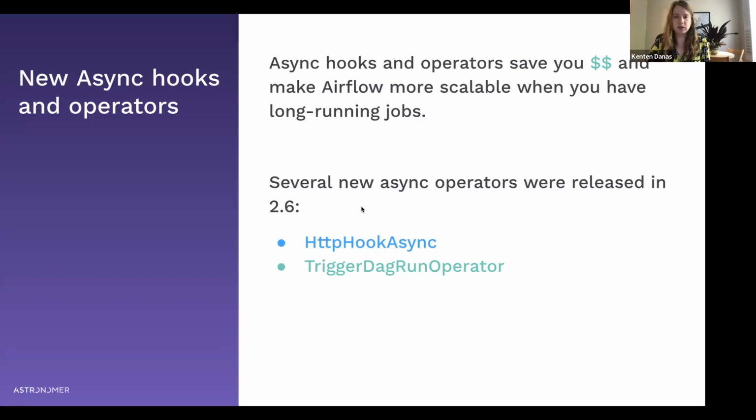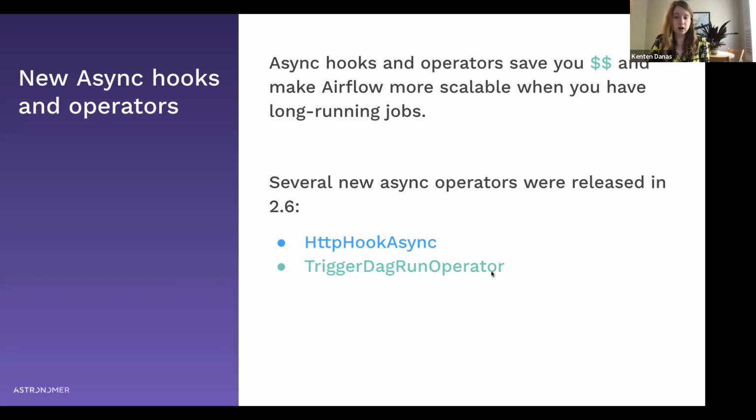Since that feature was released, there's been a pretty steady stream of new asynchronous hooks and operators added to expand that functionality into the project, and the 2.6 release was no exception. The two most notable ones included in this release are the HTTP hook. That's super great if you're doing a lot of API calls, especially if you've implemented them in your own Python functions and you're using that hook instead of the operator. You can make use of that.